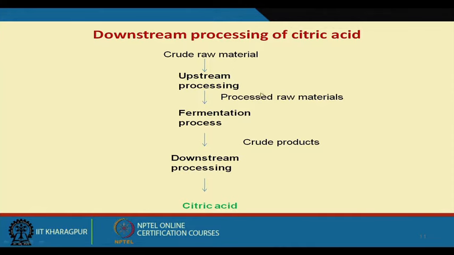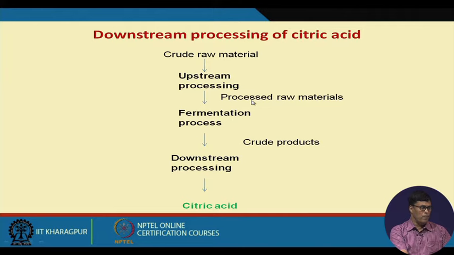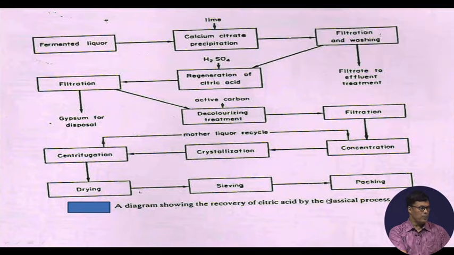Suppose we take cane molasses as the raw material, then we do the upstream processing. Upstream processing includes air sterilization, medium sterilization, and pre-treatment or preparation of the raw materials. Then we take it to the fermentation process. After fermentation we get the crude product, and through downstream processing we purify the product and get the citric acid.